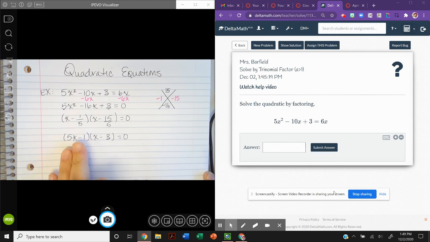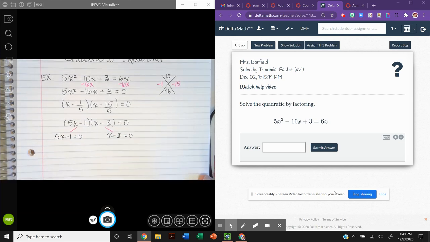Okay, so remember we talked about yesterday that zero product property that says as long as one of these equals 0, then when it multiplies together, it will equal 0. So if you don't remember, okay, you take each one and you say 5x minus 1 equals 0, x minus 3 equals 0. Okay, so it's the only one I'll do like this.